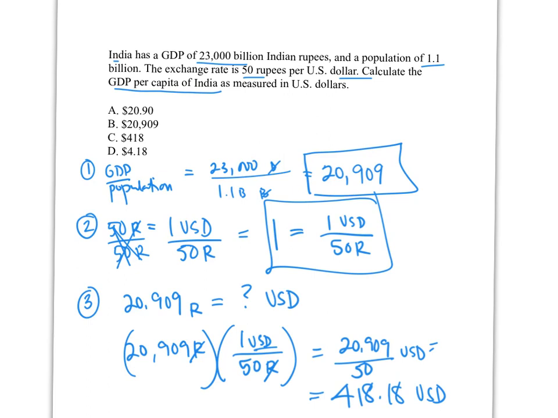So if you were to weigh Indian GDP per capita, each person would be responsible for about $418 under these conditions. Hopefully that is helpful. All right, see ya around.